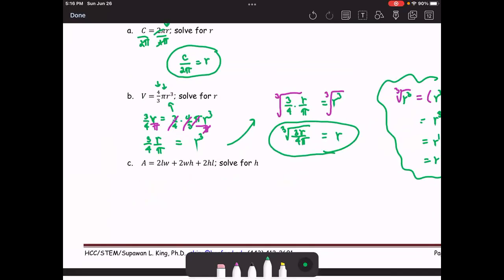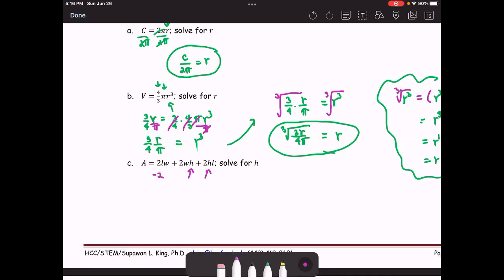Another example, we are going to solve for h, where we have A equals 2 times L times W plus 2 times W times H plus 2 times H times L. Let's identify where we have the H term. H is in the second term and the third term. So we're going to keep the terms containing H, and move the one that does not have H as part of the factor.